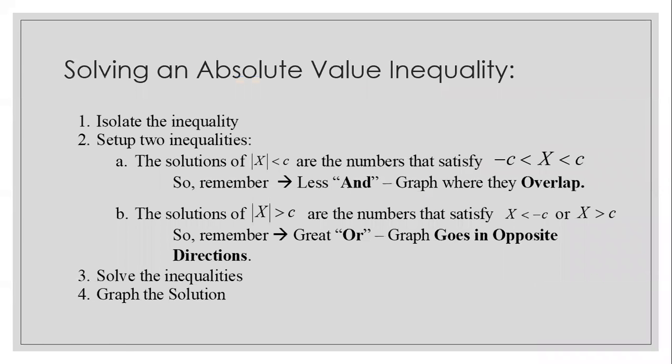All right, so solving an absolute value inequality, how do we do it? The first thing you want to do is isolate the absolute value, and then you're going to set up your two equations. If you're working with the less than situation, the numbers, the x, are the numbers that satisfy negative c is less than x, less than the positive c. And just remember, less than is an and situation. So what's going to happen is that our graphs are going to visually overlap. That's why they are compound, okay?